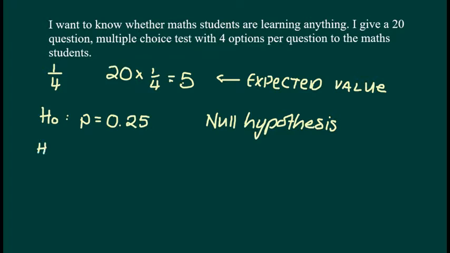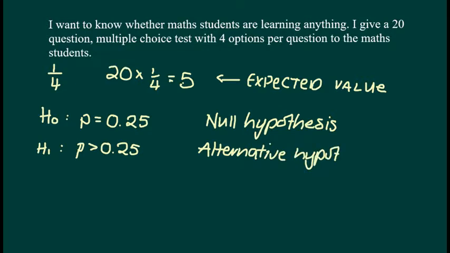If, however, the maths students are learning something, I could reasonably suggest that the probability would be greater than making a random guess. That you're able to apply some sort of logic or knowledge or skill or ability to problem solve and increase your chances of getting questions correct from just lucky guessing. This is called the alternative hypothesis. If I can accept the alternative hypothesis, that means I can change my mind.